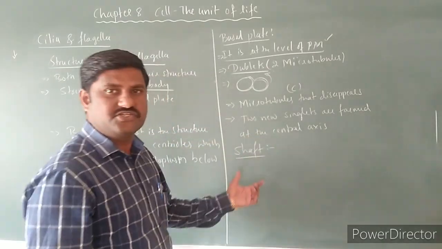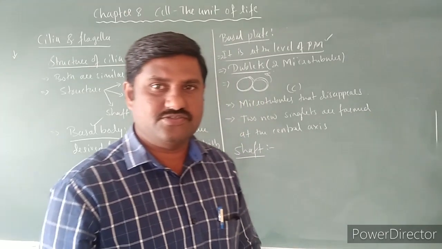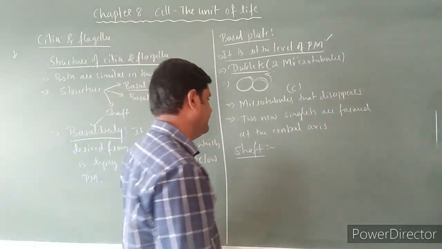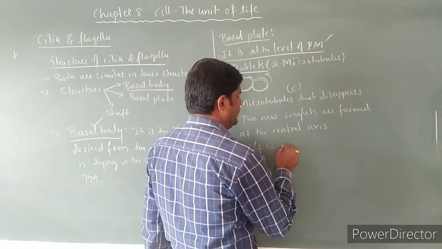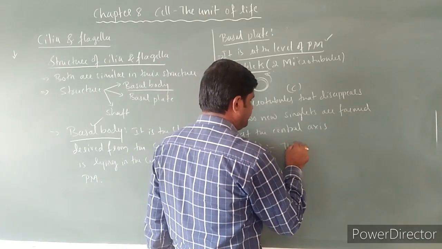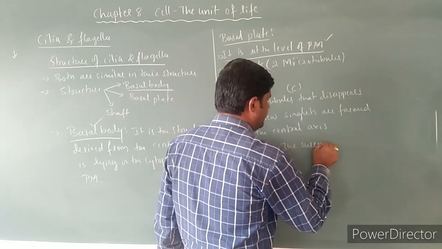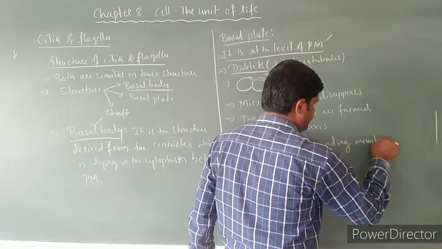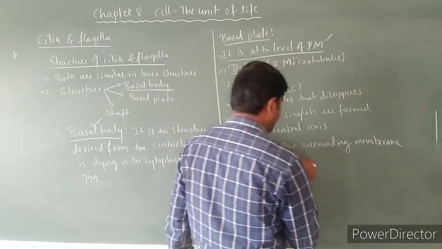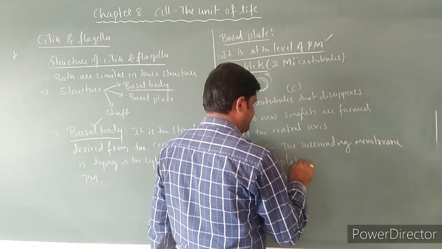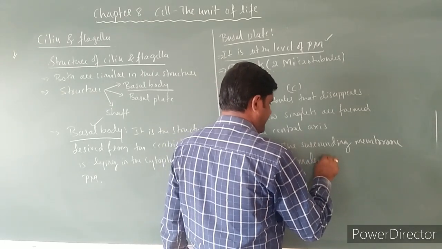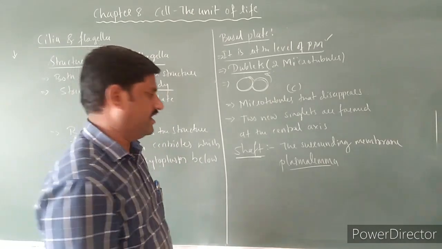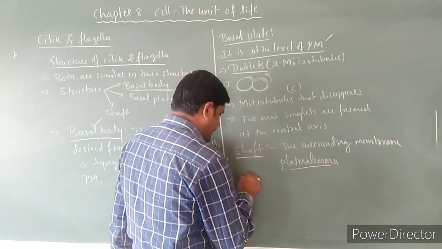Right? What is this shaft consisting of? So let us see, theoretically first and later diagrammatically. The shaft has the surrounding membrane, called as plasma lemma. One thing. And the next one.